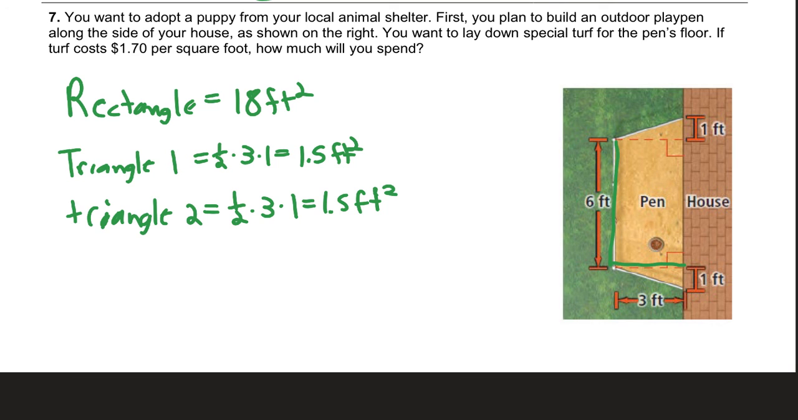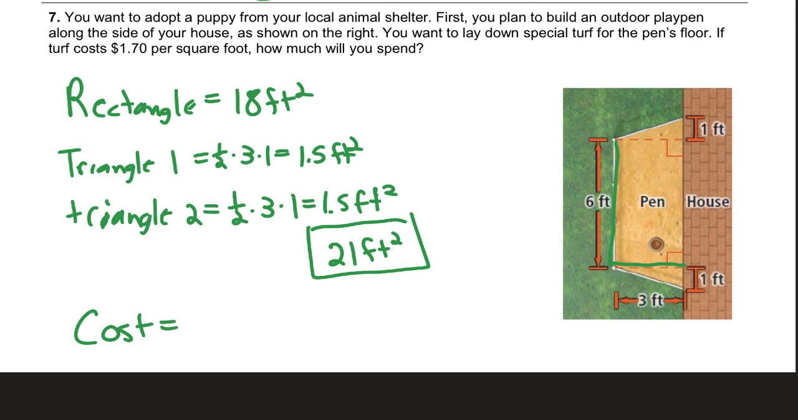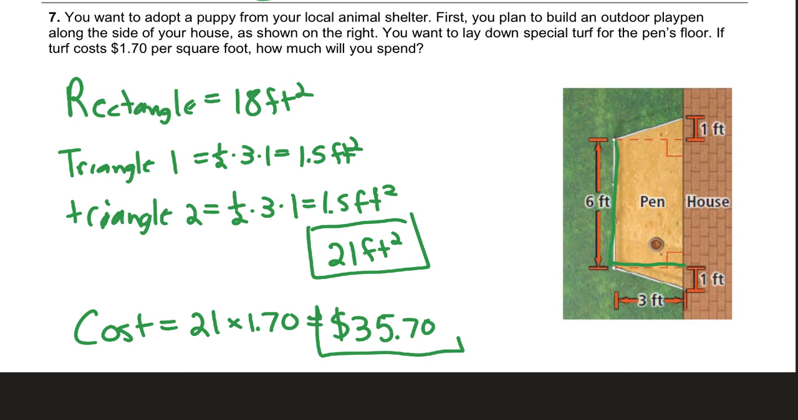So I'm taking 18 plus 1.5 plus 1.5. So the total area is 21 square feet. Okay, 21 square feet. For the cost, all I have to do is take the 21 square feet times $1.70 per square foot. 21 times 1.7. It would cost me $35.70 to put turf down in that yard.